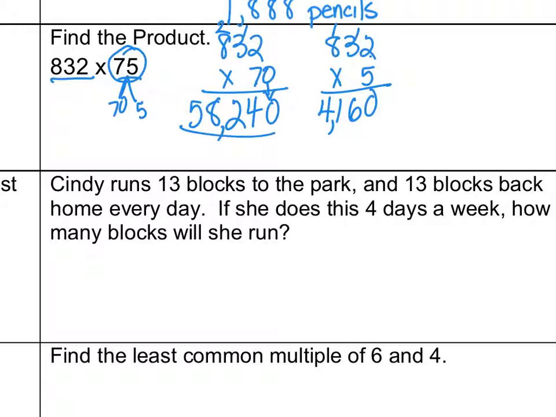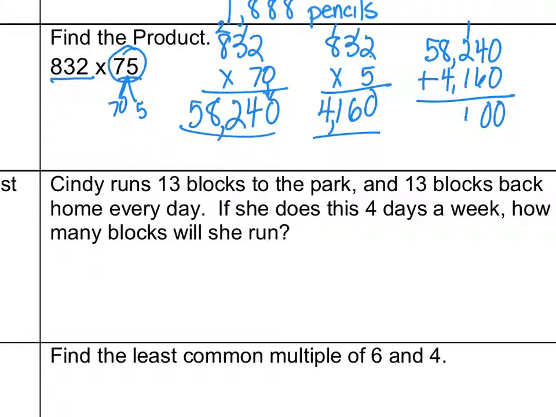Now we're going to add up these 2 partial products. That means it's part of the answer, but we have to add them to get the whole answer. Here we go. 0 and 0, 0. 4 and 6 is 10. 2 and 1 and 1 is 4. 8 and 4 is 12. And 5 and 1 is 6. So I like to circle that final answer when we have multiple problems that we worked, to show which one's the final.